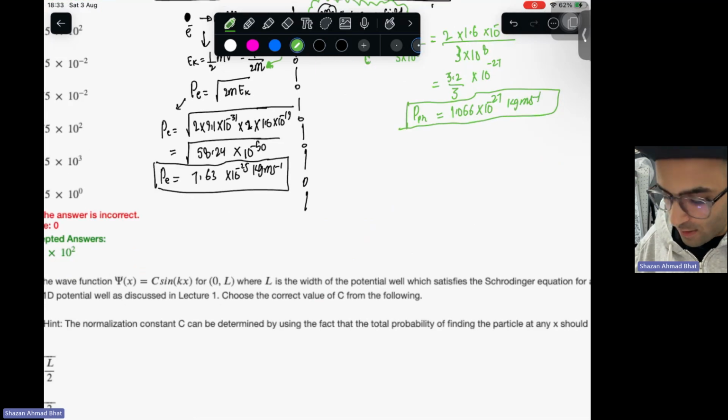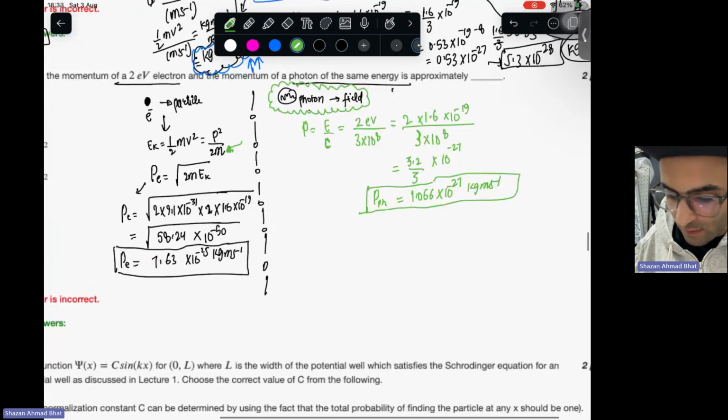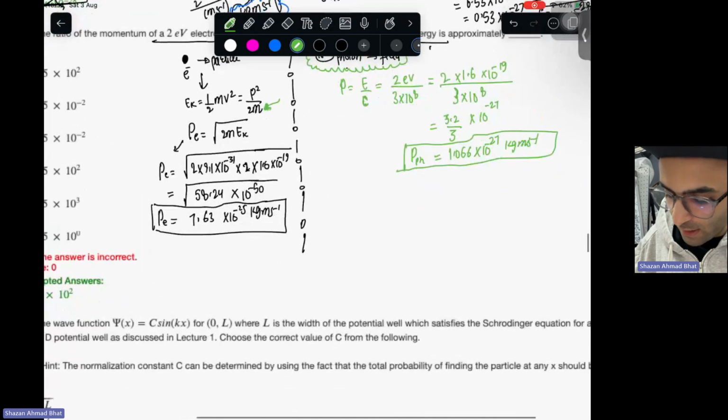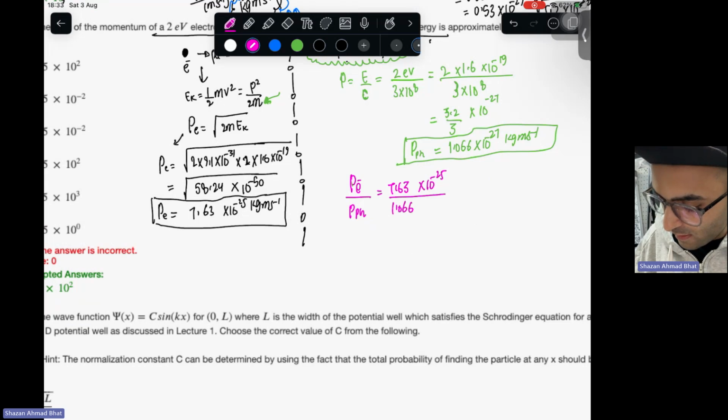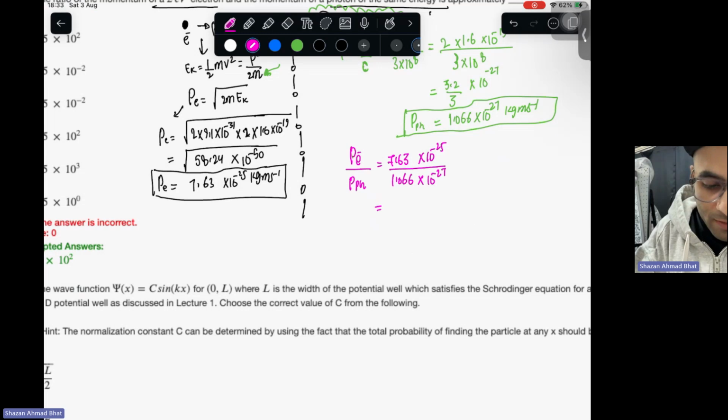And now what we need to compute is the ratio. So the ratio of momentum of electron. So the electron momentum, let me just change the color. The electron momentum divided by the photon momentum. Now we just take the ratio as 7.63 into 10 to the power minus 25 divided by 1.066 into 10 to the power minus 27. So what we are going to get is 7.63 divided by 1.066. We are going to get 7.15 into 10 to the power 2.